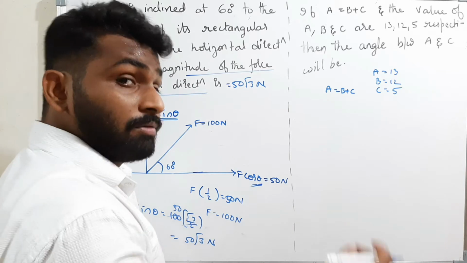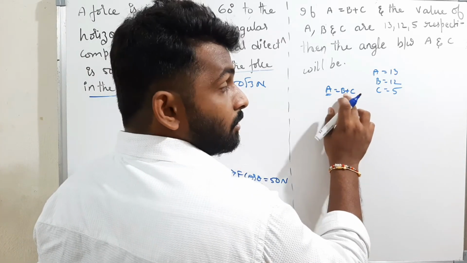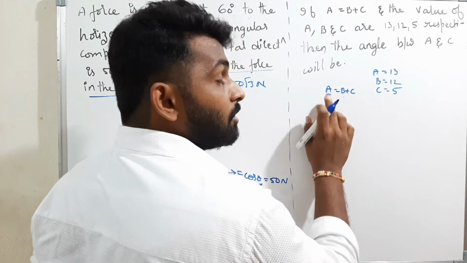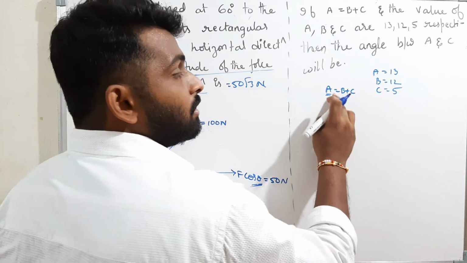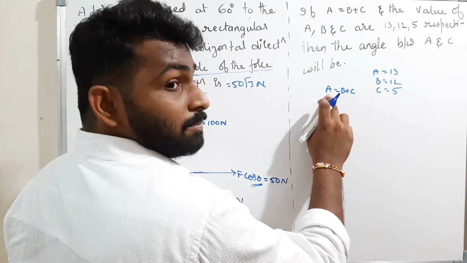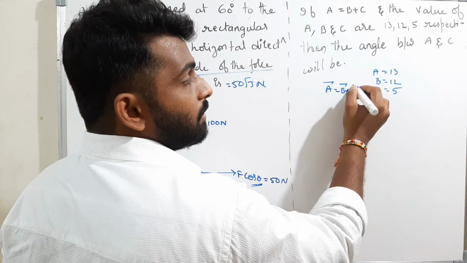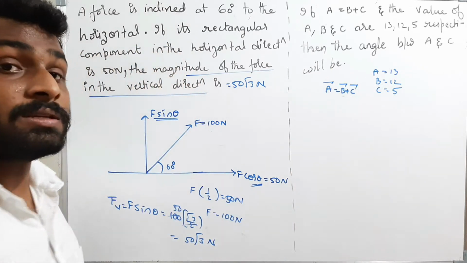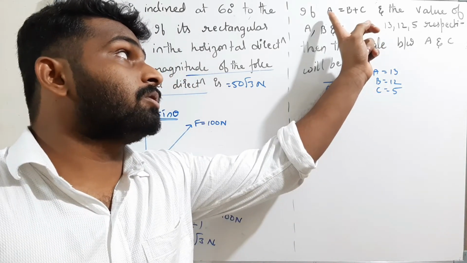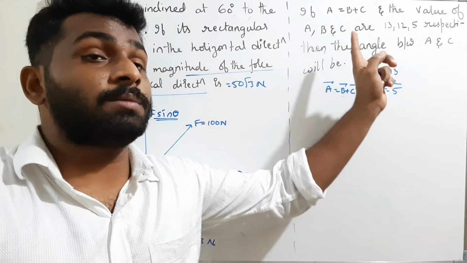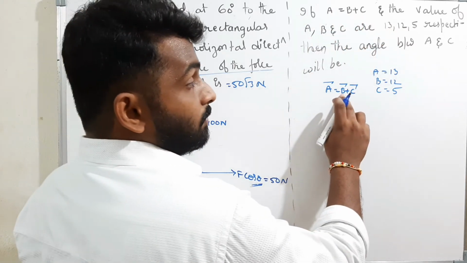Now, how can I find the angle between A and C? See here, A is 13, B is 12, C is 5. 12 plus 5 is 17. How can it be equal to 13? The meaning is, it is not an algebraic sum, it is a vector sum. Therefore, A bar is equal to B bar plus C bar. That is the meaning of the question. It is in vector form, which means the resultant of B and C is A.